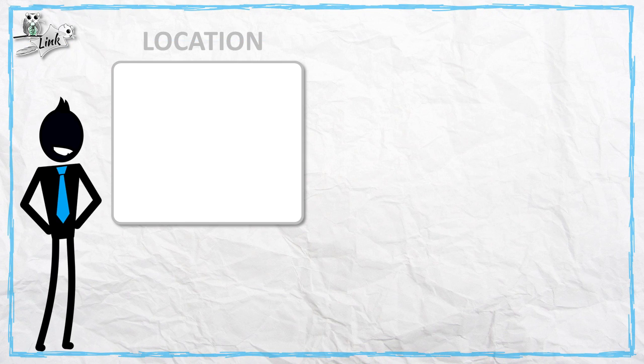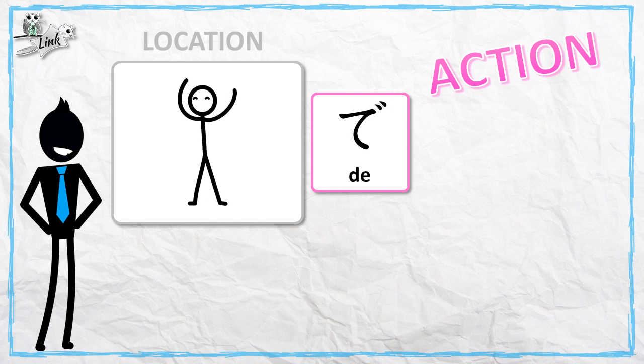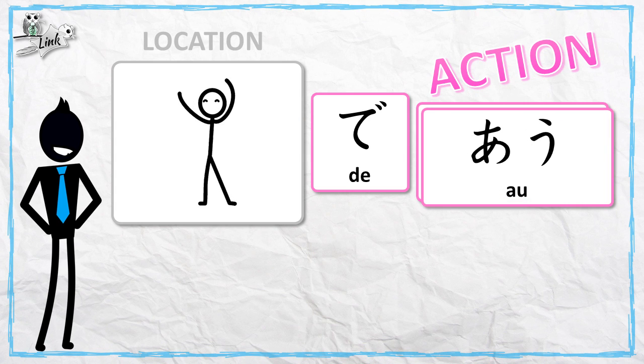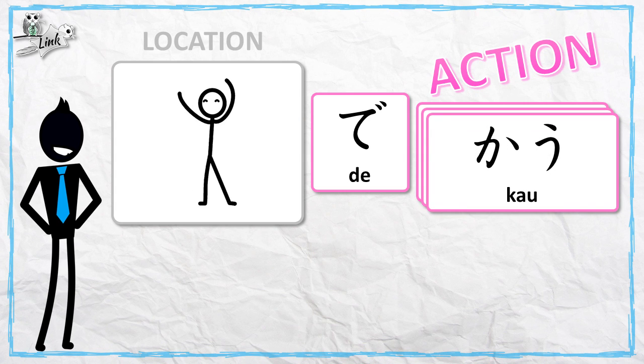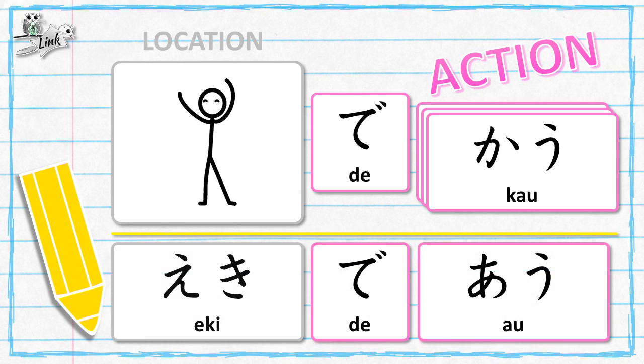Good job! The last particle that we will learn in this video is de. We use it when the verb expresses an action. This can be many things: to eat, taberu, to meet with someone, au, to buy, kaeru, etc. So how would you say, I will meet you at the station? We start with the station, eki de au.